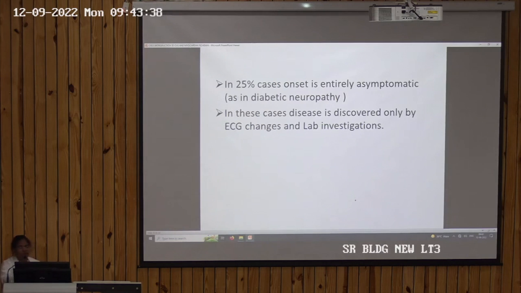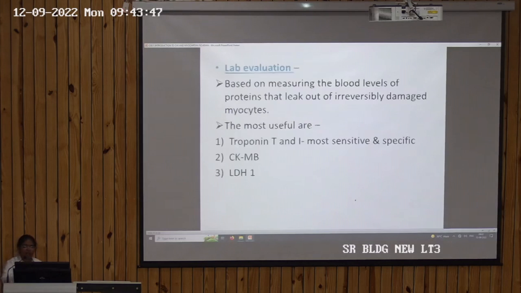And in 25% of cases, it may be asymptomatic, especially in cases where diabetic neuropathy has occurred. In these cases, it will be discovered only by ECG changes and lab investigations. Now, the lab investigation that I told you is based on the measurement of the proteins and enzymes that have leaked out. The most useful ones are troponin TNI, CKMB, and LDH1.